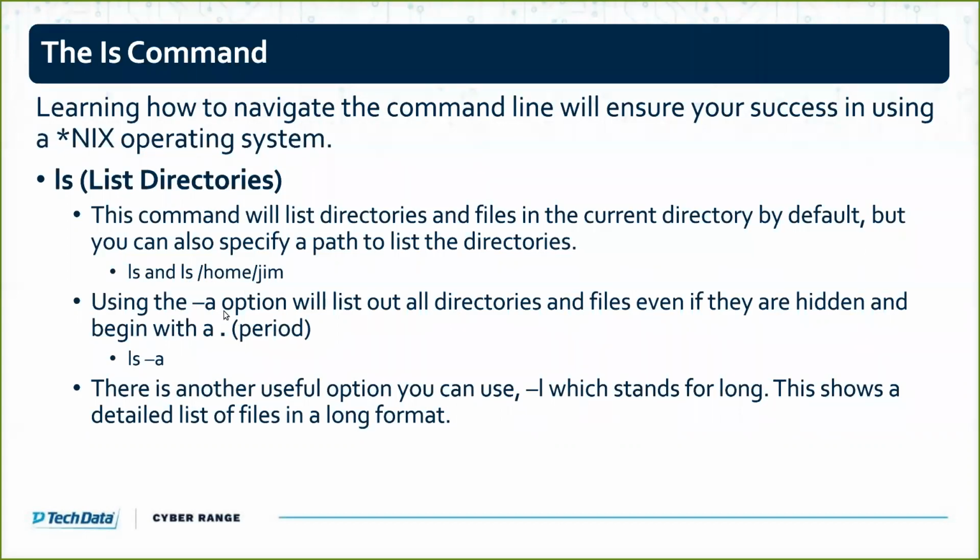Using the -a option after ls, like we see here, will also list hidden files. Hidden files are notated with a dot in front of the file name. And also there's the -l option, which stands for long. So if you wanted a more detailed description of the files, you would attach the -l option on there. Once again, we'll have a demo of that in the demo section.